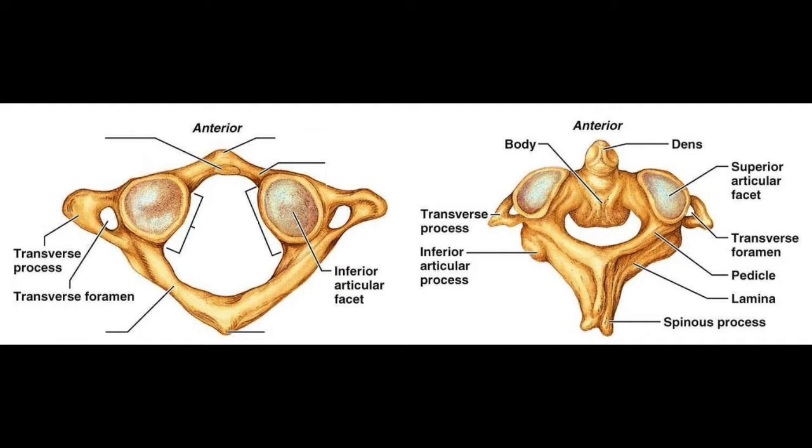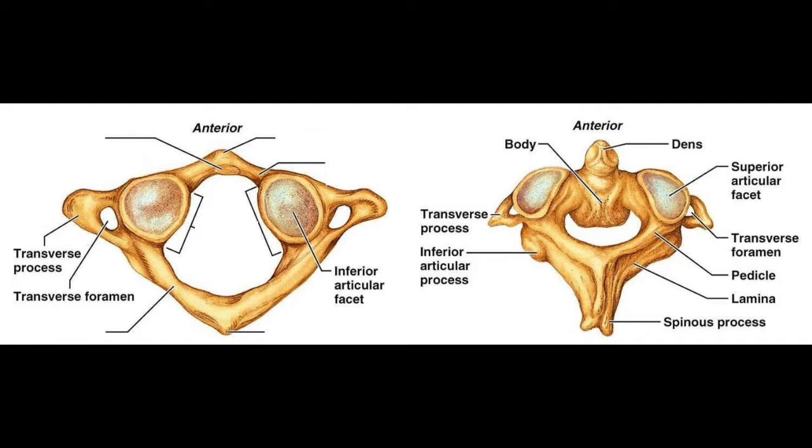On the right side, we have C2, which we call the axis. As you can see, this has something sticking up over on the anterior portion of the vertebra. That is called the dens. The dens sticks up and allows for rotation. The part that you see sticking out posteriorly is called a spinous process. As you'll see in a second, all cervical verts have a bifid spinous process, which just means that they split when they come to an end.